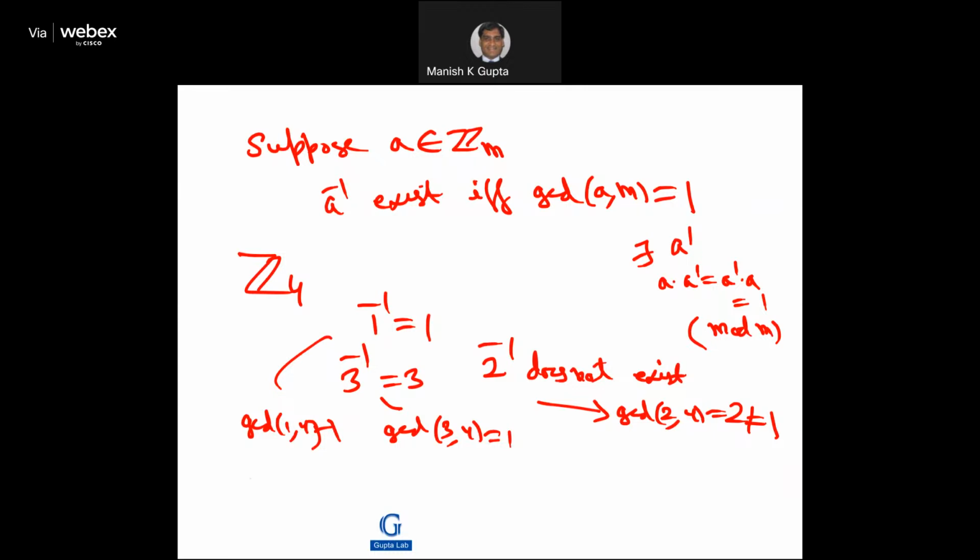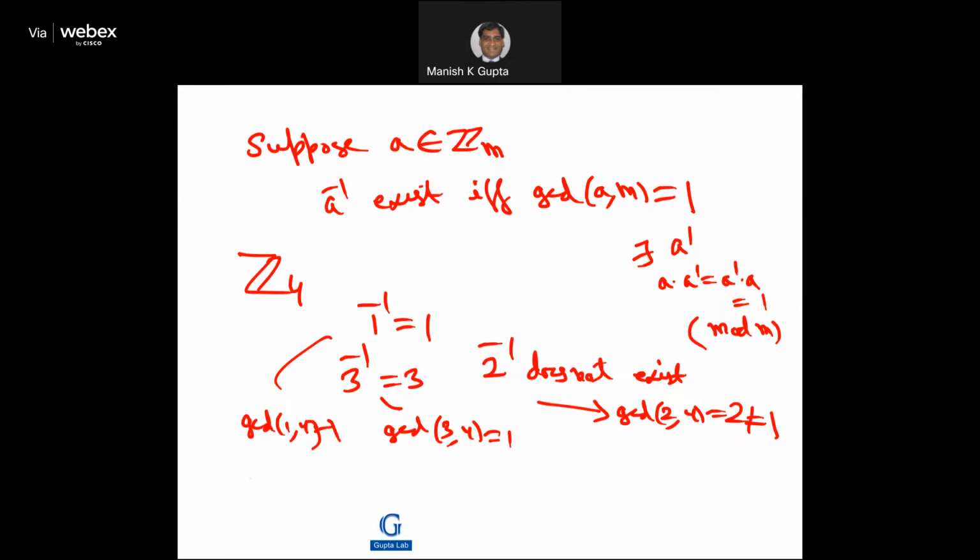Okay, so essentially A is in Zm, and basically an element's inverse exists if and only if GCD of A and M is 1. This is the condition, so you should memorize this. For example, in Z4, the inverse of 1 is 1, the inverse of 3 is 2, and 2 does not have an inverse. GCD of 1 and 4 is 1, GCD of 3 and 4 is 1, so there are two of them, and GCD of 2 and 4 is 2, which is not 1. So 2 will not have an inverse, right?